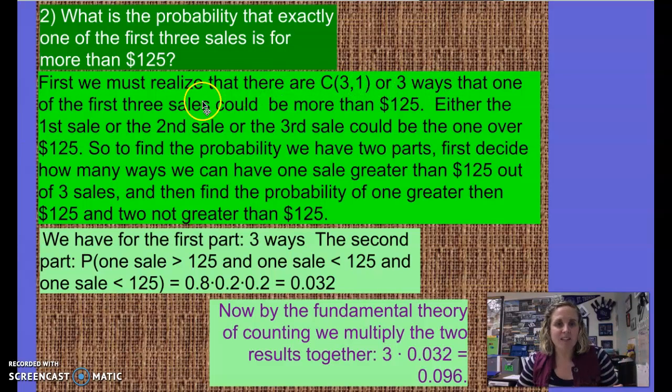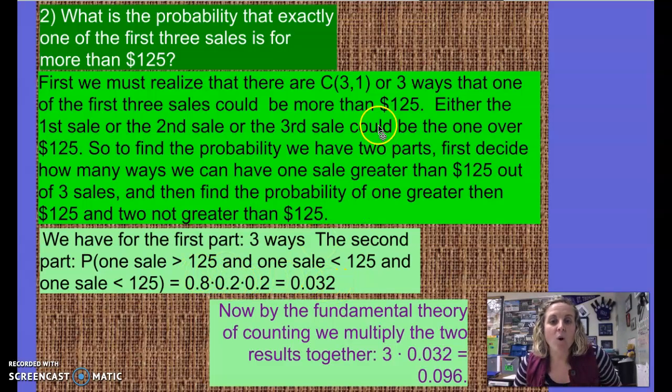So there are 3 ways that exactly one of the first 3 sales can be more than 125, and we get that from the fact that order does not matter: combination. So the probability has 2 parts: first decide how many ways we can have one sale greater than 125, and the probability of one greater than 125 and not 2 greater. Because there's 1 yes and 2 no's, we've got to include both. So the probability part is 80% for 1 sale, 20% for 2 sales. So the probability part is 0.032.